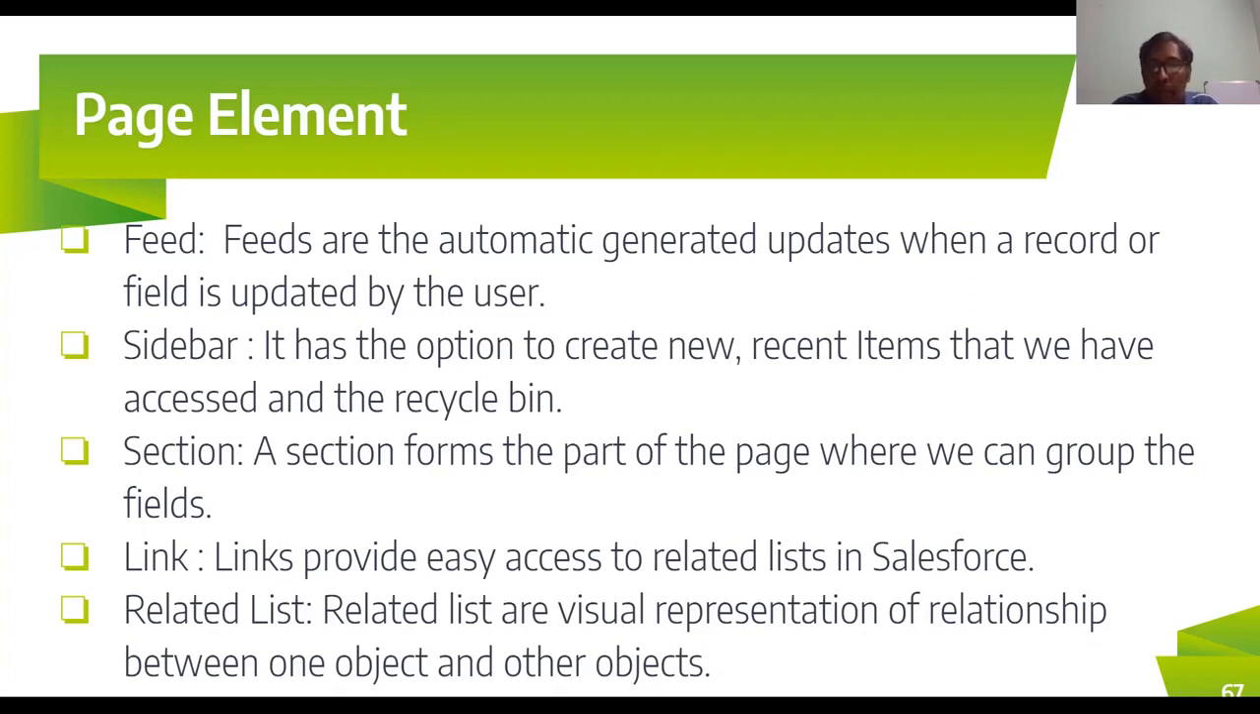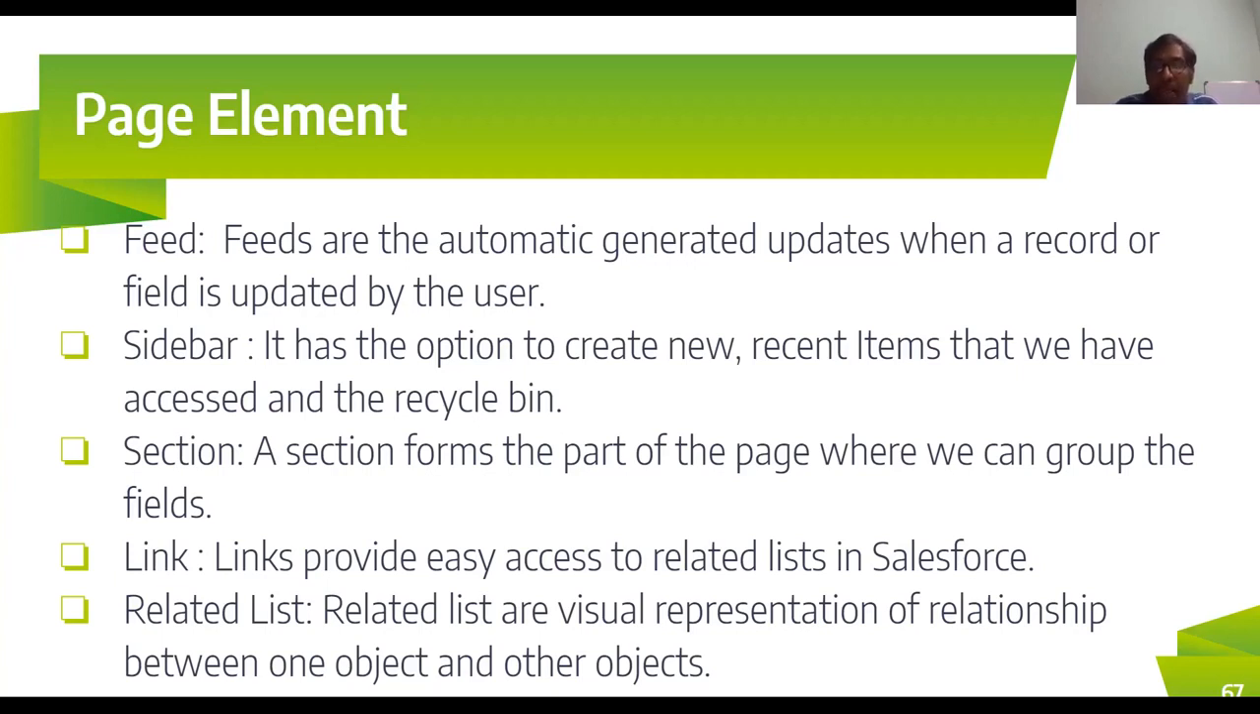Section. When you open your page layout, there will be different sections like the information section and so on. A section forms the parts of the page where we can group the fields. So on the section, we can group the fields. Links provide easy access. When you click on the link, it will take you to some other page. Then we have the related list in Salesforce, like the detail page and related list page. All those things we have on the page layout.